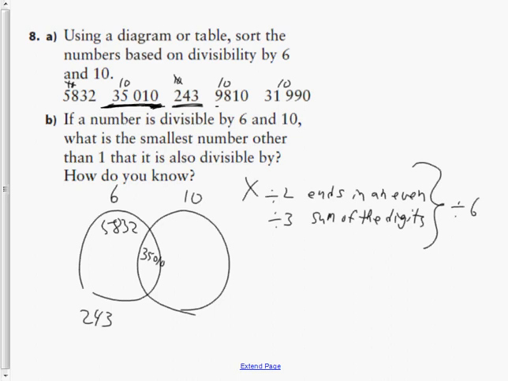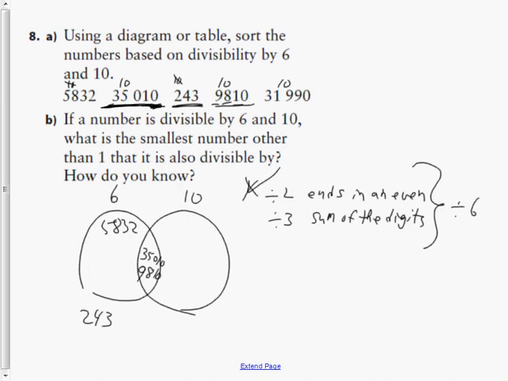Now this one looks promising because it ends in a 0, which means it's divisible by 2. But I've got to check to see if it's divisible by 3 as well. 9 plus 1 is 10. 10 plus 8 is 18. 18 is divisible by 3. So it's divisible by 10 and it's divisible by 6, which means 9,810 is divisible by both.